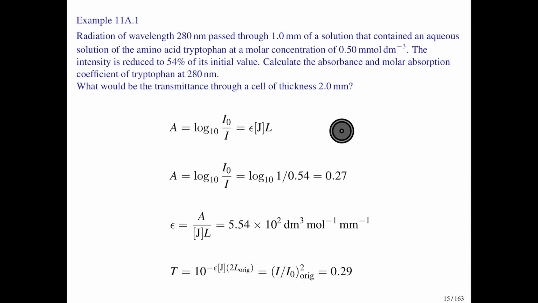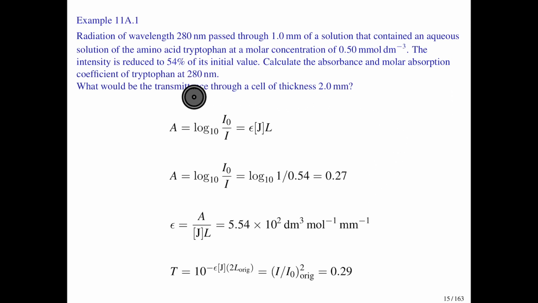So what I've done here is I've taken the Beer-Lambert law, and the ratio I0 over I is the reciprocal of the transmittance. So I've set that equal to 1 over 0.54. Take the log base 10, that gives you the absorbance at this frequency. And then what I'm doing next is I'm using the other side of the Beer-Lambert law, rearranging it and solving for the molar absorption coefficient. And so you plug in those numbers, and this is the number you get.